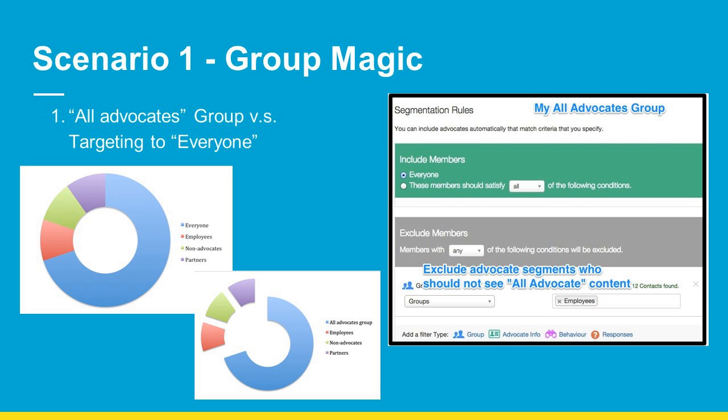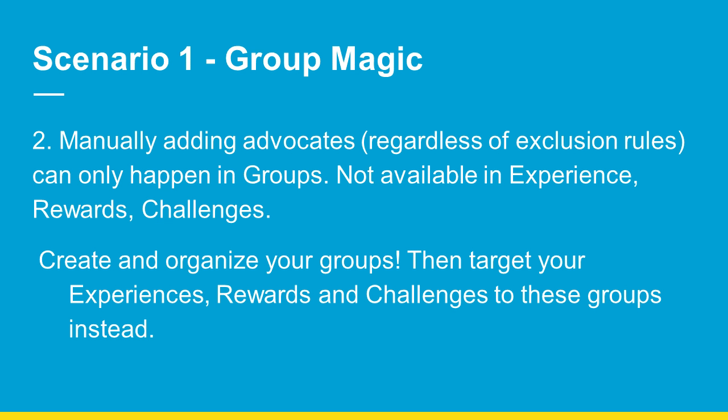Okay, moving on. The second tip in group magic is to use groups to manually add advocates regardless of exclusion rules. Note that this ability is not available in experiences, rewards, or challenges in a case where exclusion rules are used. So it's really important and convenient to create groups. I have an example for you here.